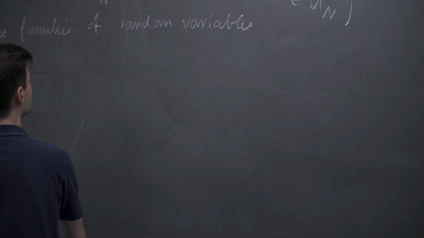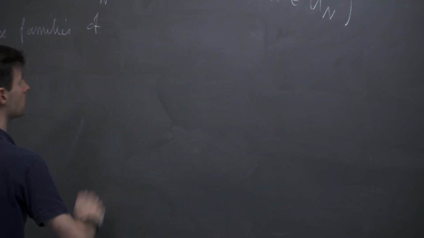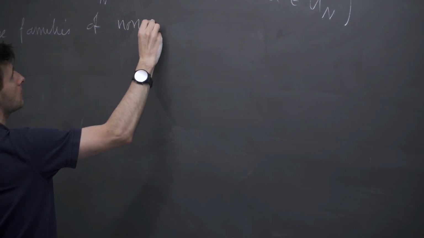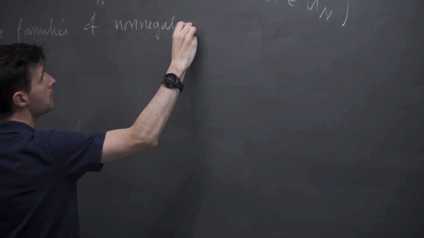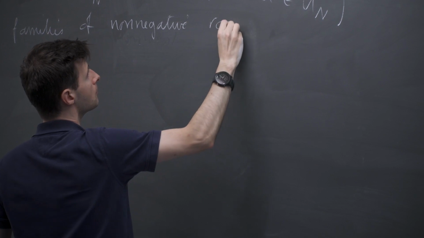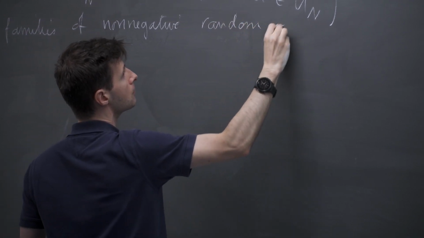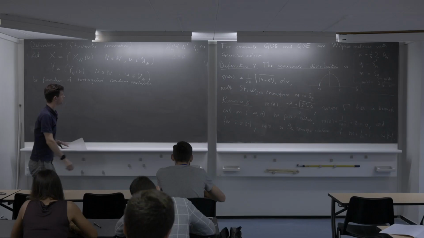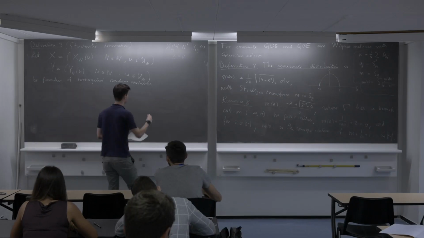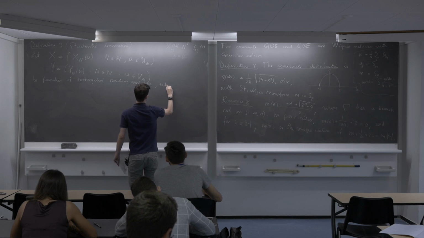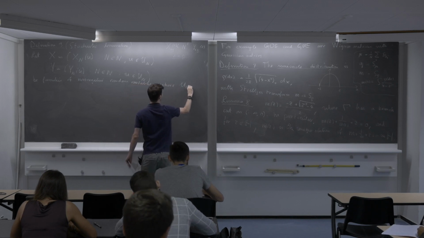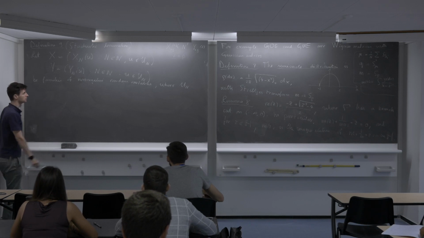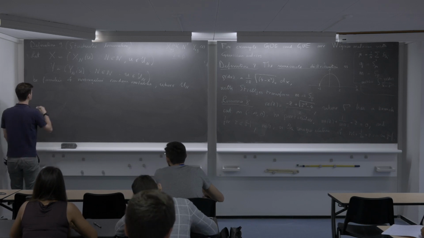and in fact it's important they are non-negative. So I have two families of non-negative random variables where U and N is just any set, could be uncountable, typically in fact it is.